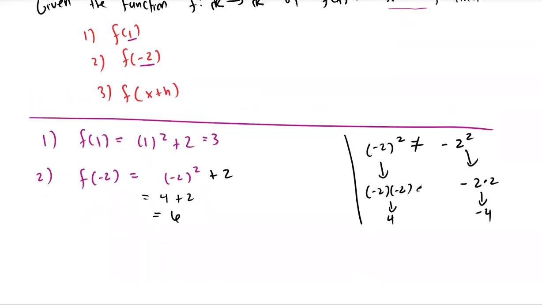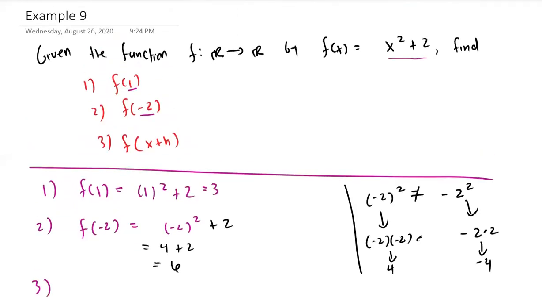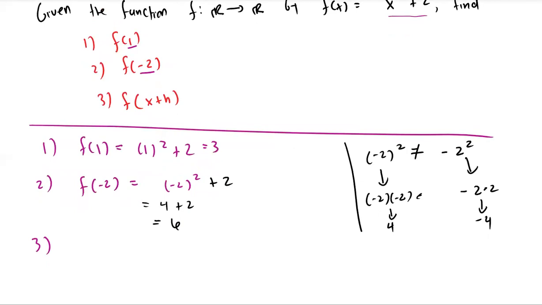and then plus 2, which equals 6. And then for the last one, this one's a little bit trickier, but again, you just want to follow the same process. Anytime you see f of something, all that means is replace x with whatever is inside the parentheses. So in this case, if I want to find f of x plus h, this is telling me, look at the function. Anywhere you see the variable x, replace it with the quantity x plus h.